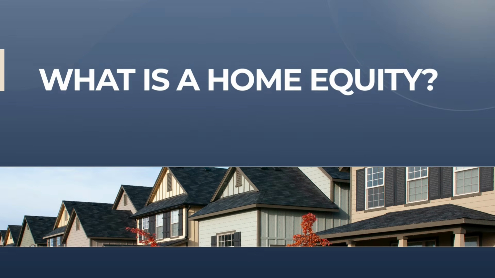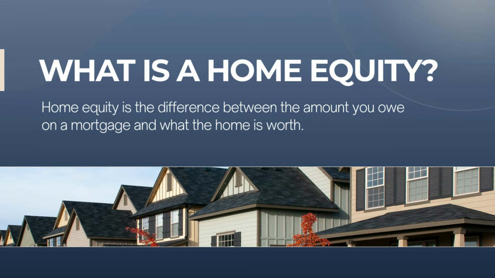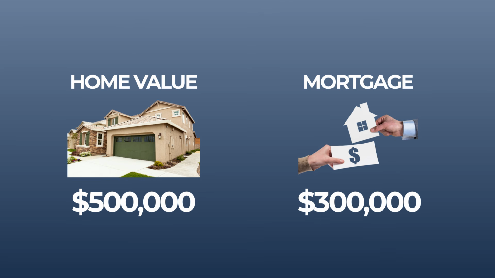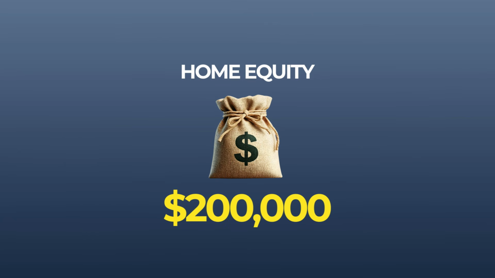I always like to start with a definition. So let's start with the definition of what home equity actually is. Home equity is the difference between what your home is worth and what you owe on it. A quick example: let's just say your home value is $500,000, and let's say you have a mortgage of $300,000. That essentially means you have $200,000 of equity in that property.